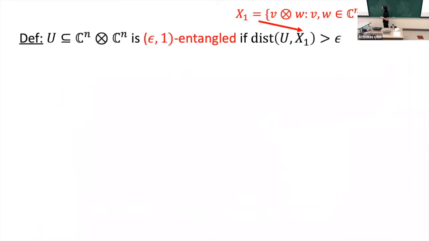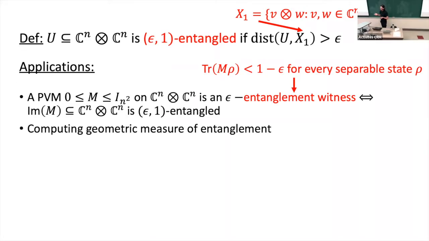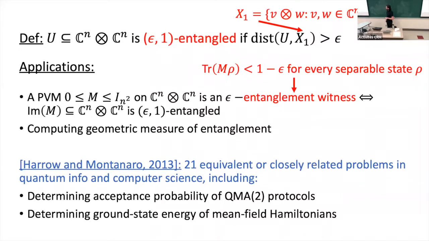So let's take X1 again. And we say that a subspace is epsilon entangled if, and I'm not going to define the distance yet, but abstractly, the distance between U and X1 is at least epsilon. And this allows you to have a more fine-grained question. There are actually way more applications of this more refined question. For example, you can study how good your entanglement witness is. You can compute the geometric measure of entanglement or injective tensor norm. And if you're not happy with these, you can look at this paper of Aram Harrow and Ashley Montanaro, where they have 21 more applications, including determining acceptance probabilities of QMA2 protocols and determining ground state energies of mean field Hamiltonians. There are a lot of questions that just boil down to this basic primitive.